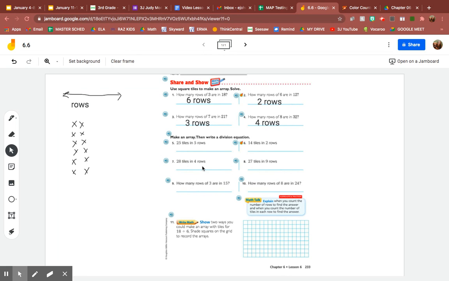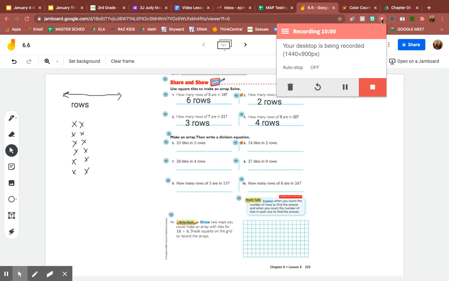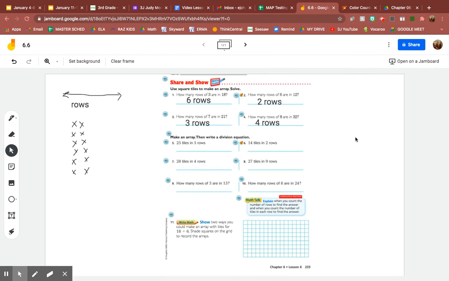All right, so hopefully you are ready to go on to problem 5. We're only going to do a couple more problems together, and then you will go ahead and do a seesaw assignment. Okay, so 25 tiles and 5 rows. Before we do an array, we need to write a division problem for this. So we have 25 tiles in all, divided up into 5 rows. So if we're doing a division problem for this, it would be 25 divided by 5, because we have 25 tiles in all divided by 5 rows.